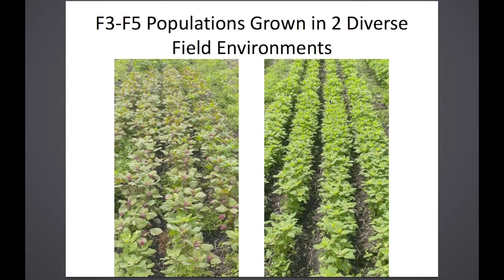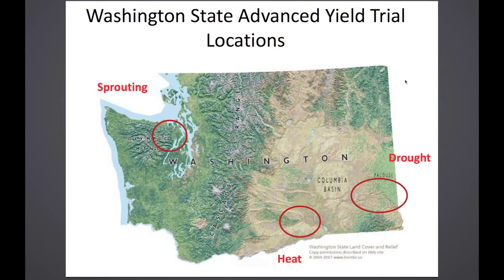And he selected that one after two very, very wet August and September fall harvest seasons. So we'll grow those out in two diverse environments, and then we'll start some advanced yield locations. So again, these are our three primary locations.